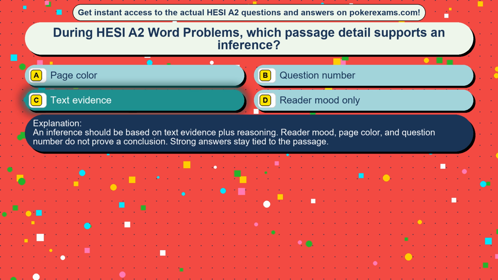An inference should be based on text evidence plus reasoning. Reader mood, page color, and question number do not prove a conclusion. Strong answers stay tied to the passage.